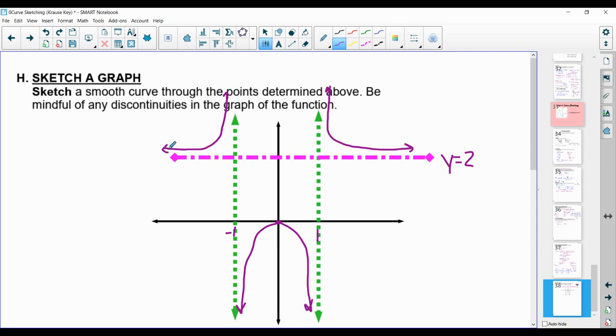All right, so if you follow those steps for curve sketching, which basically takes into account everything we've done throughout this entire unit, you'll be able to take a function and sketch what that graph looks like. All right, guys, now it's time to do a little bit of practice, and we'll see you soon.